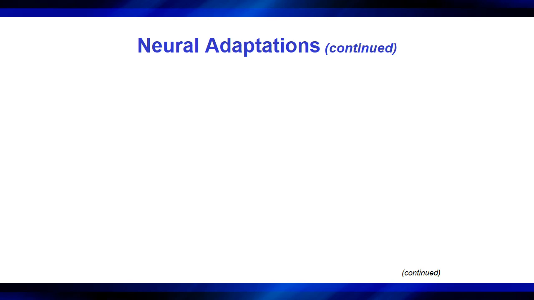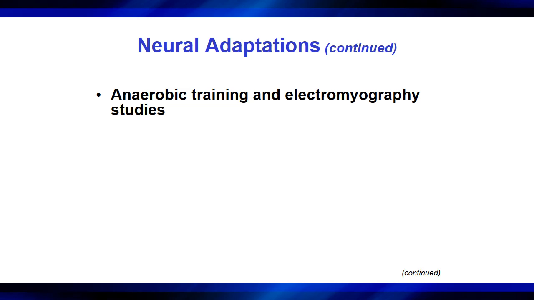Okay, so more neural adaptations that will occur, and then we look at anaerobic training and electromyography studies. So EMG is a way that researchers will actually use to test the neural activation of the skeletal muscle. This is where you'll use electrodes, either a needle or a fine wire, to pick up, or they'll use surface electrodes. And what they're actually looking to do is pick up the activity of the muscle while doing different types of activities.